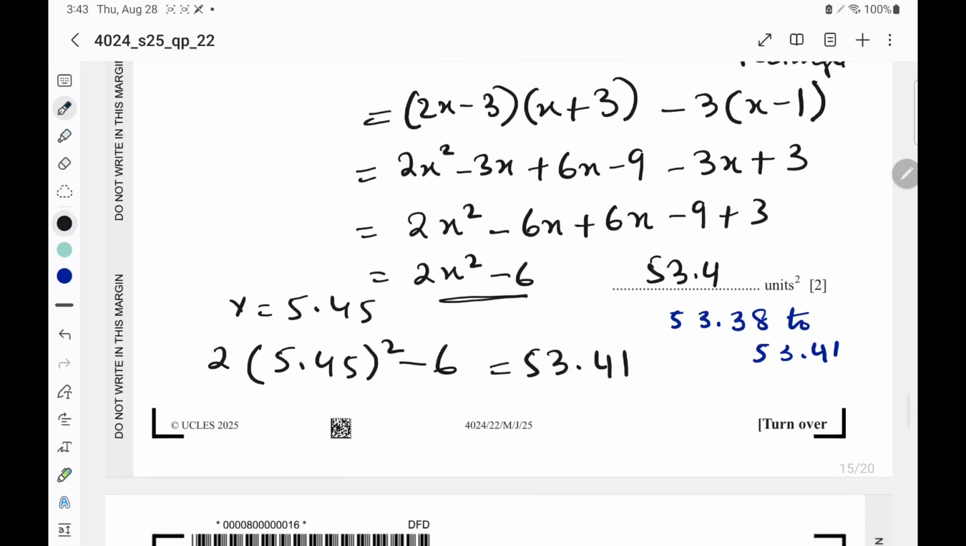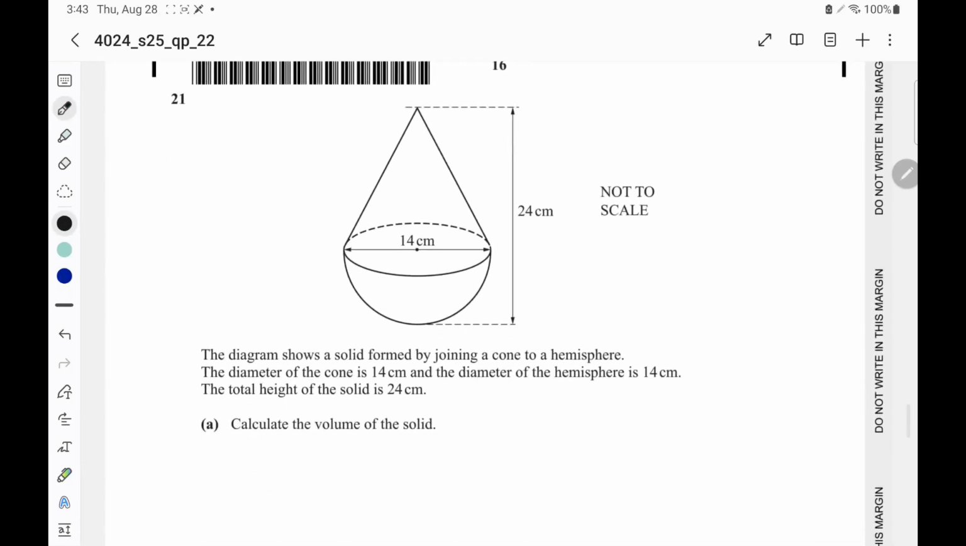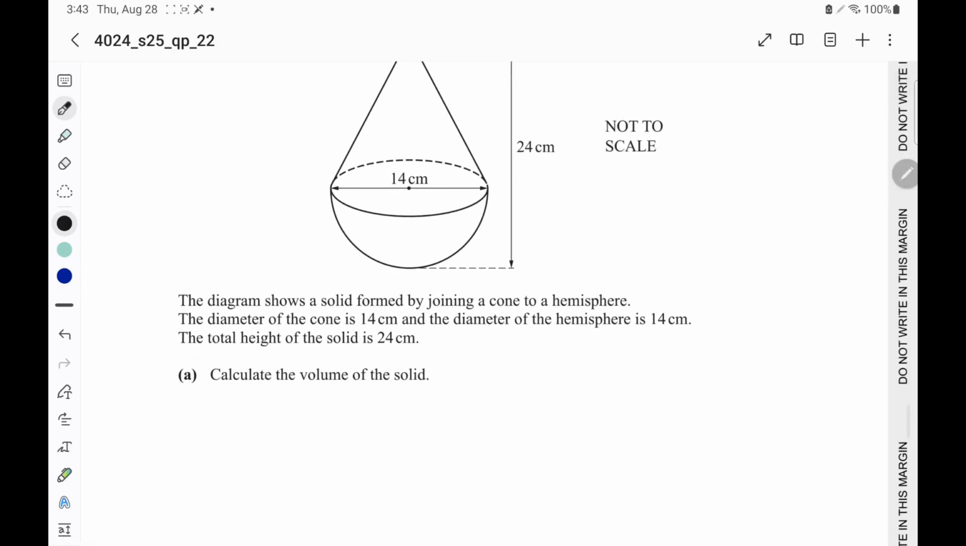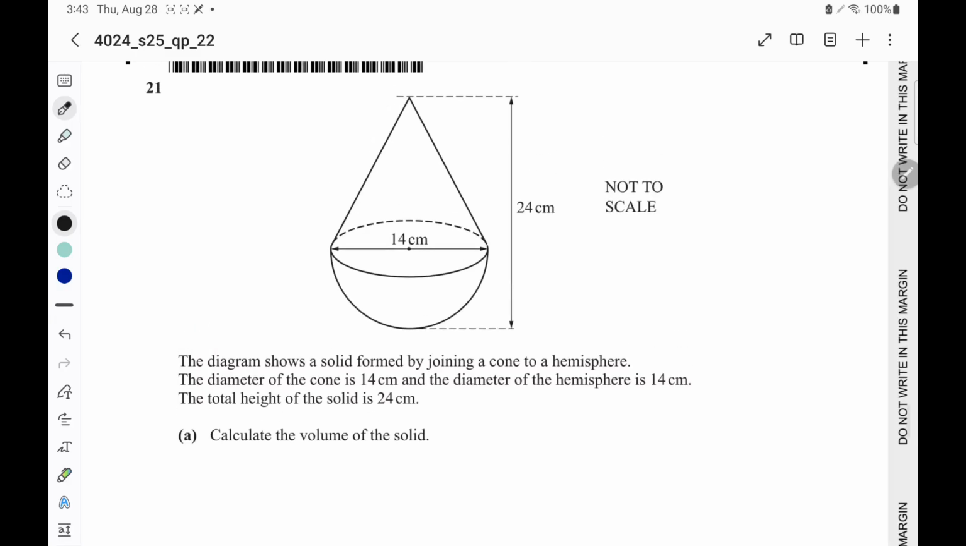Okay, now move to the next question. The next question is question number 21. You can see a cone and a hemisphere attached together with the same base, and the diameter of the base is 14, and 24 centimeter is the height of the cone and hemisphere together. So the diagram shows a solid formed by joining a cone to a hemisphere. The diameter of the cone is 14 centimeter and the diameter of the hemisphere is 14 centimeter. The total height of the solid is 24 centimeter.